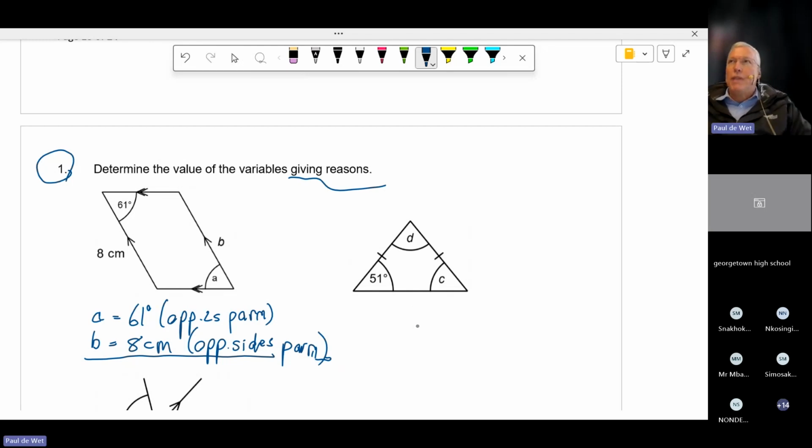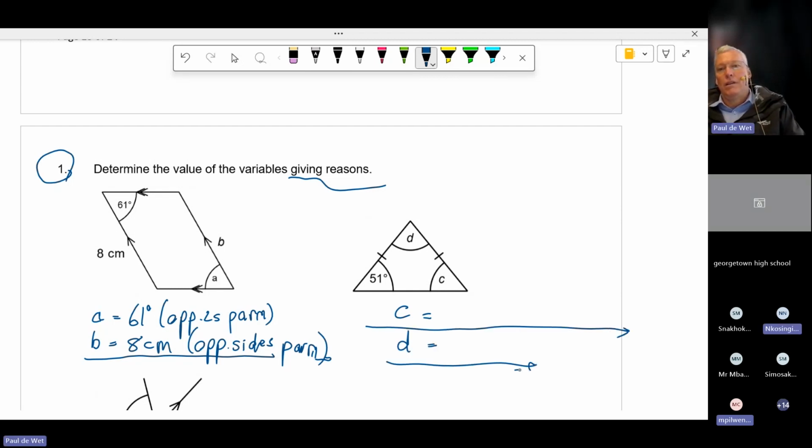And guys, just give me a reason. C. All right, I must have a reason, no? Okay, angle C. 51. Why? It's a base interior angle of a triangle.